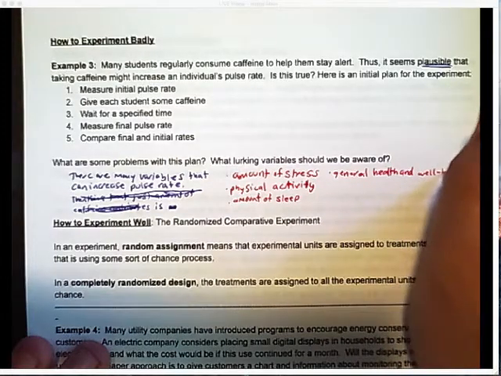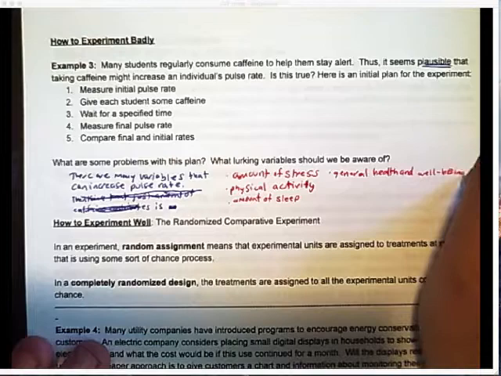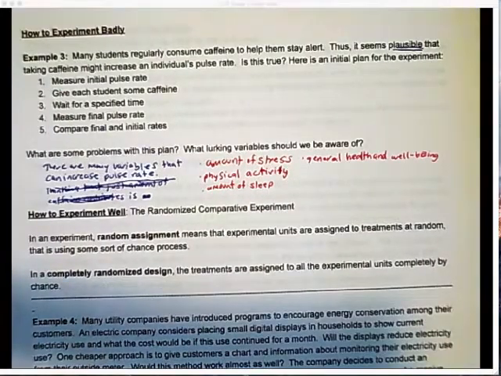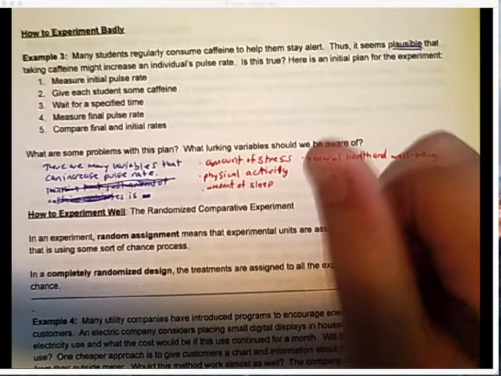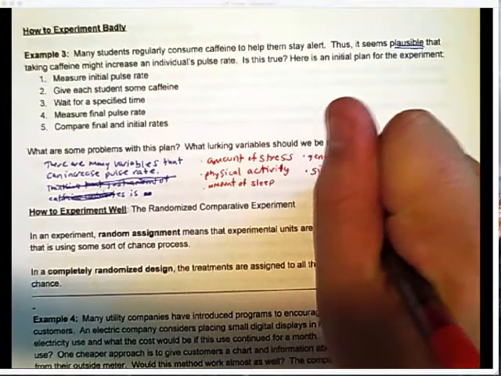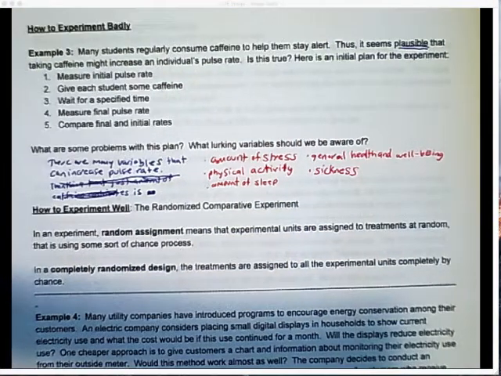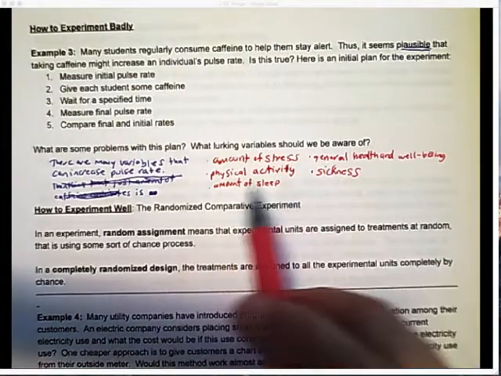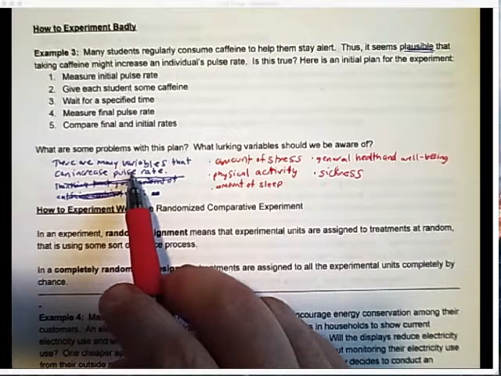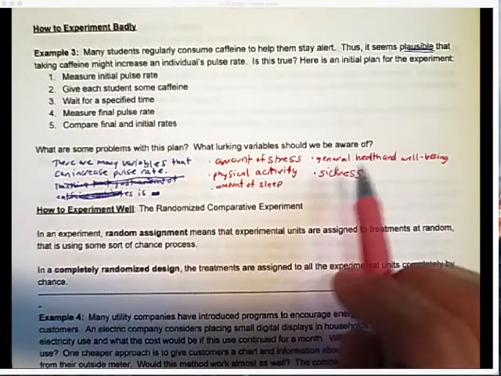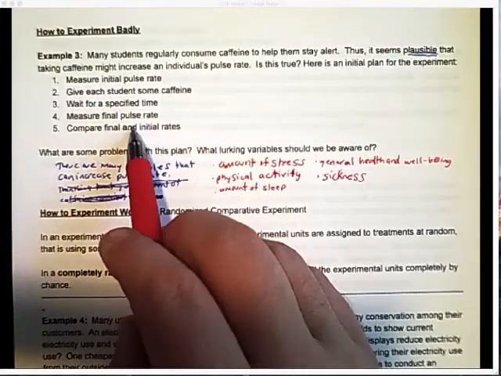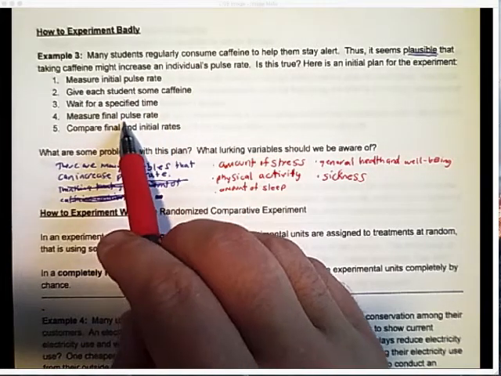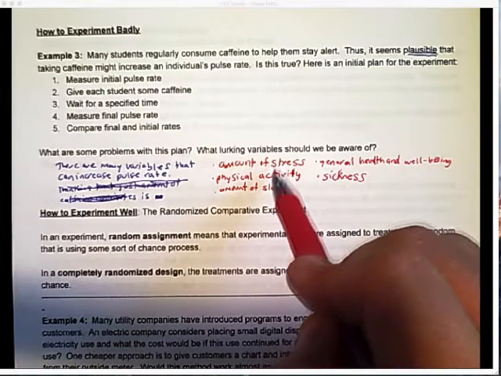All right, so if you're a pretty healthy individual, you're going to have a lower starting pulse rate than someone that's not in good health. Sickness, if you're sick, that will affect your pulse rate. So all of these things can contribute to your pulse rate. I mean, caffeine can as well, but we're not controlling for these things.